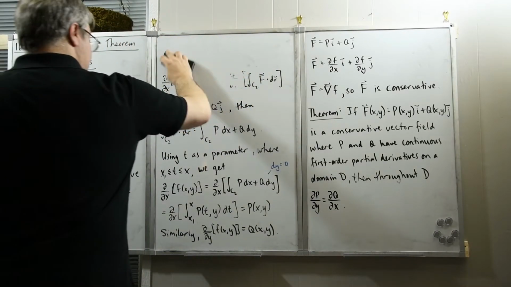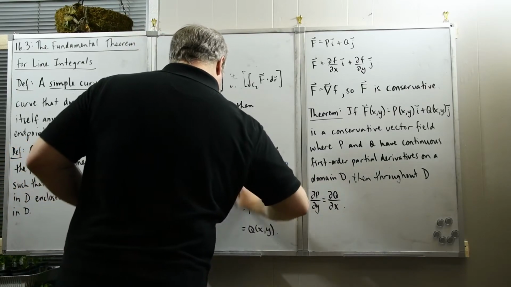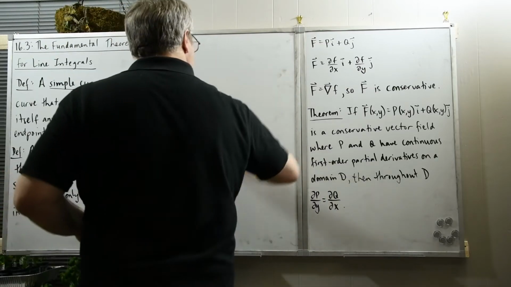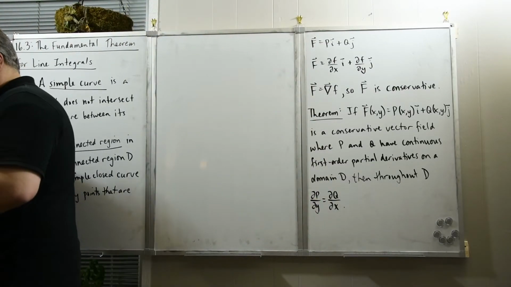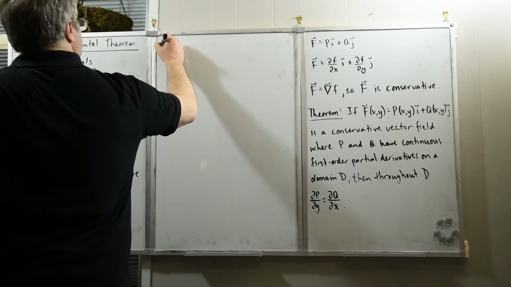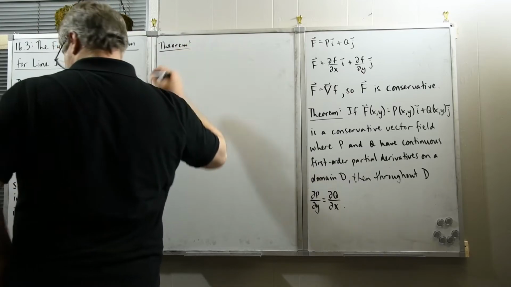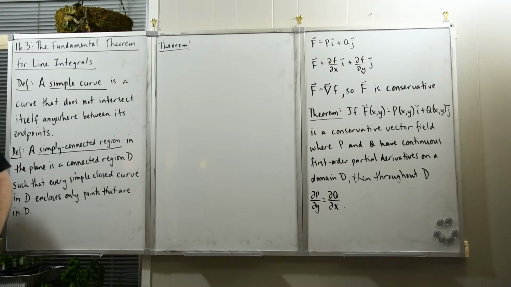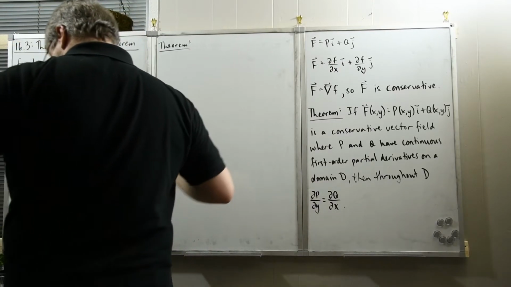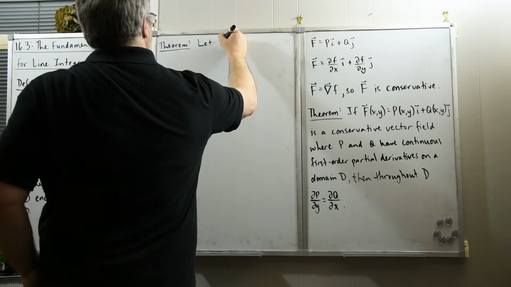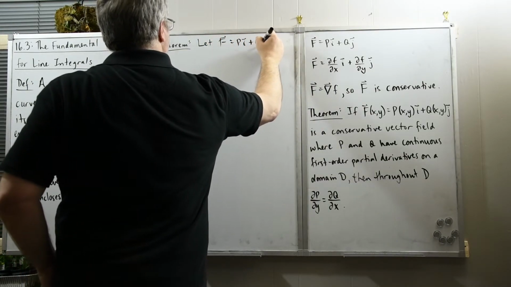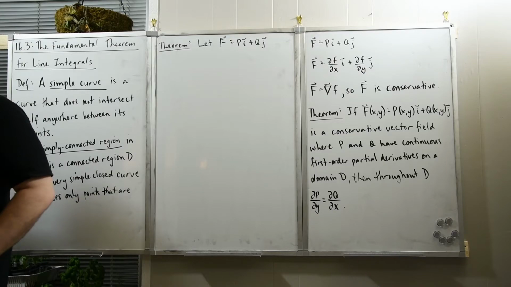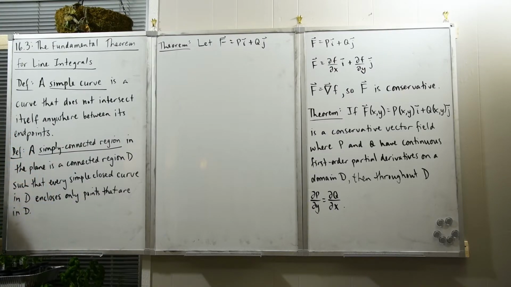So we have one more theorem and then we're ready for some examples. And so for this theorem, we're going to have F is pi plus qj. And this is going to be a vector field on an open, simply connected region D.